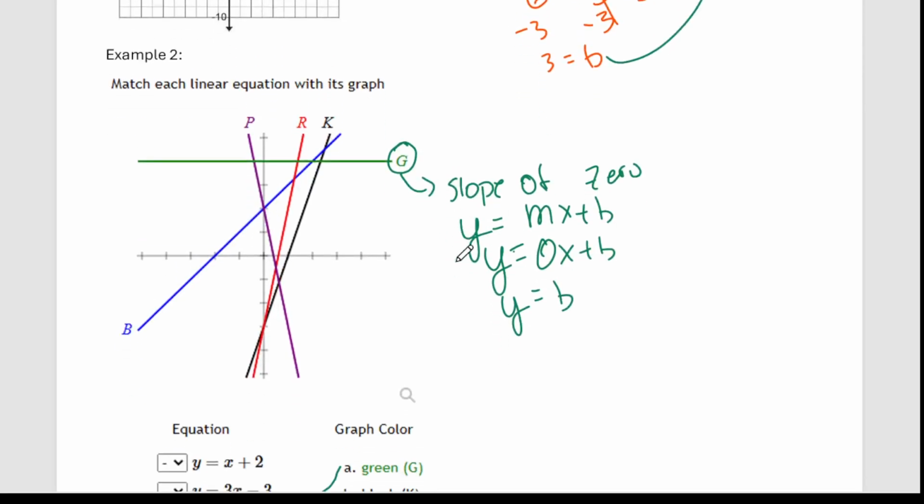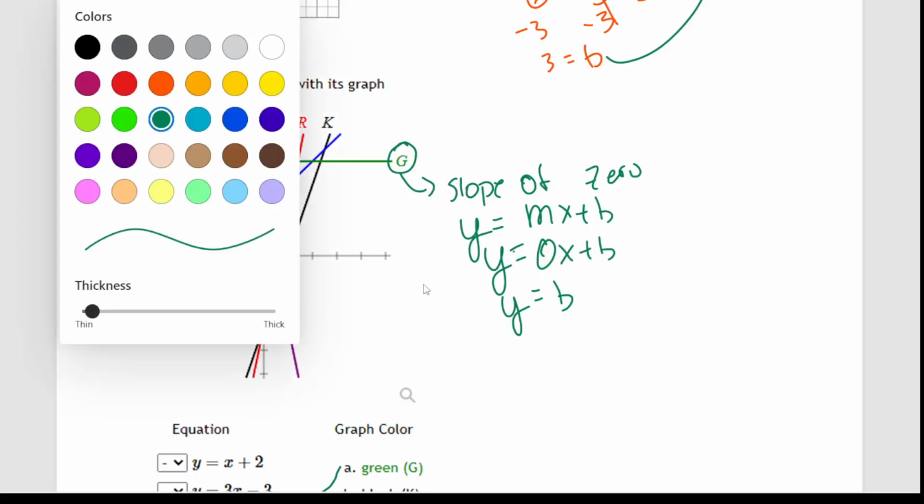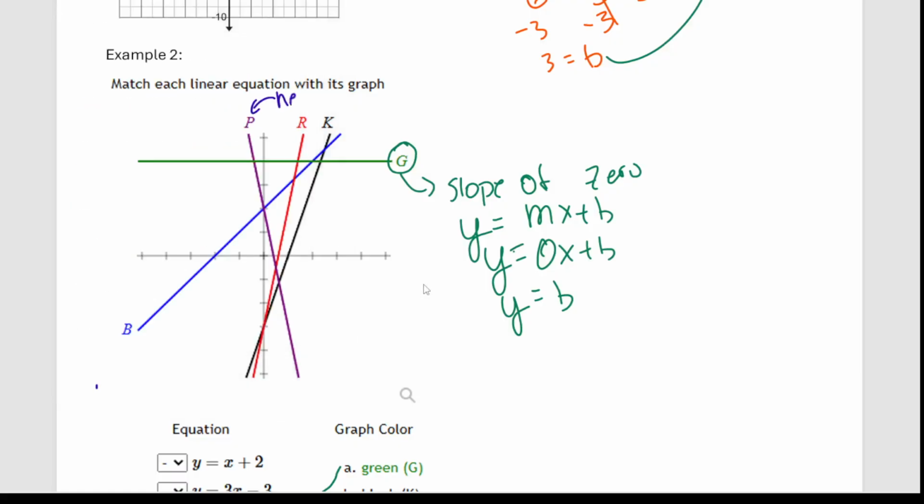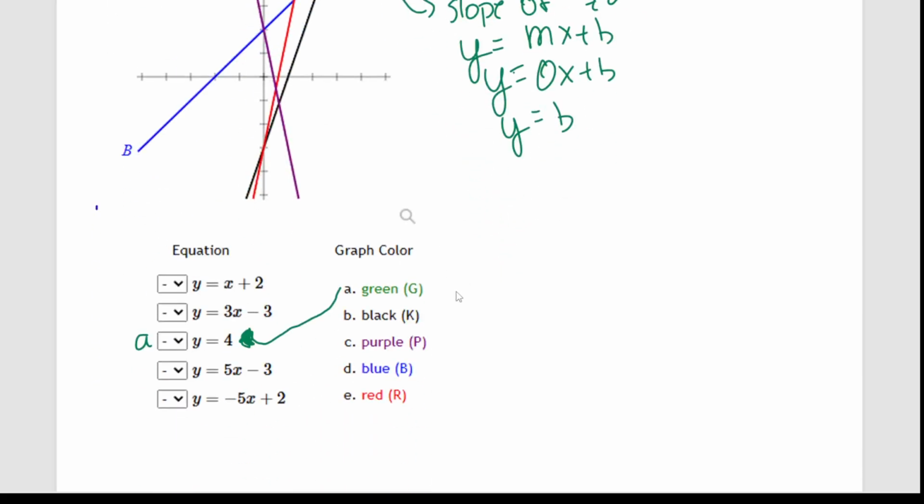Then if we're looking at these graphs, one of these lines has a different sign slope than the other. Which one is that? That would be the purple line labeled as P. This guy has a negative slope, so I'm looking for an equation with a negative slope, and there is only one of those. That's the last equation here, so that is C.